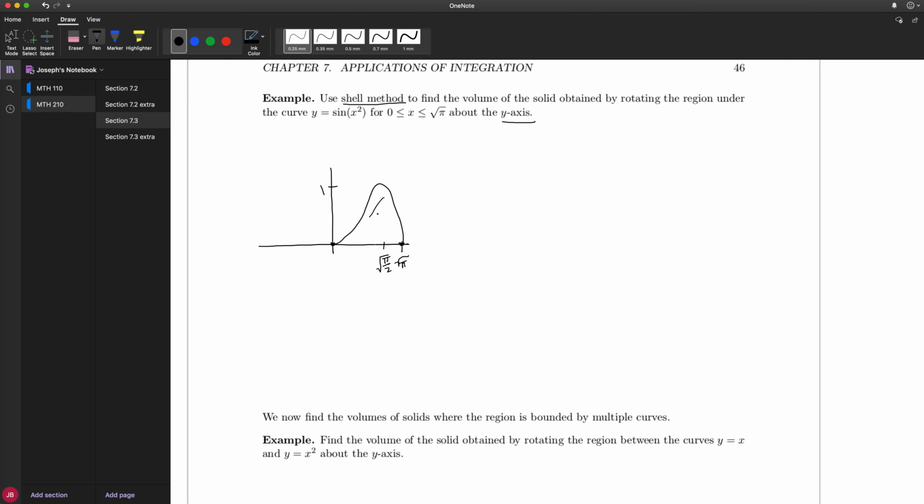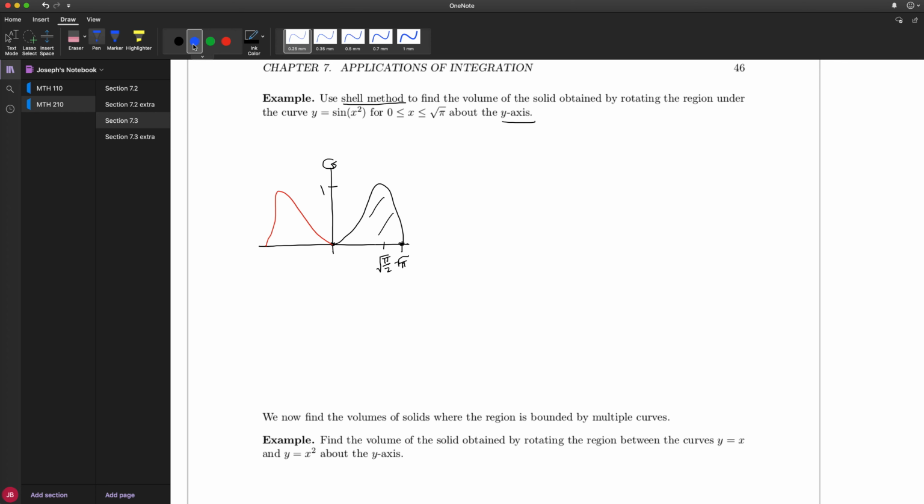All right, so we're going to take this region. Notice it's bounded below by the x-axis, and we're going to spin it here about the y-axis. And so what we get is actually quite similar to the picture in the last video. Good enough, I guess. Okay, so using shell method, this is our idea, class.